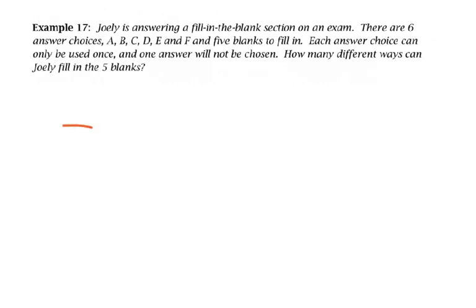So if you think about it, we've got 5 blanks. And how many ways could she fill in blank number 1? Well, she could choose A, B, C, D, E, or F. So there's 6 ways that she could do that. Now, let's just say she chooses A for the first one. Since she's already chosen that one, now she only has 5 possibilities.